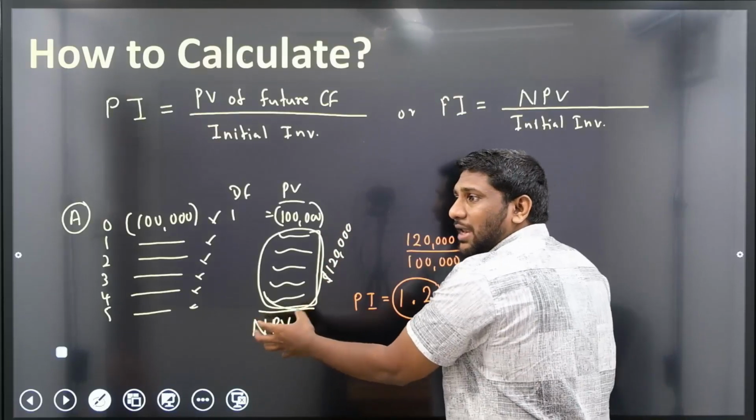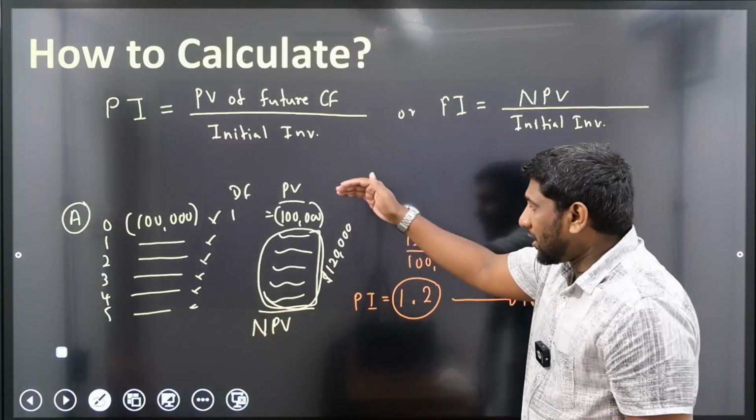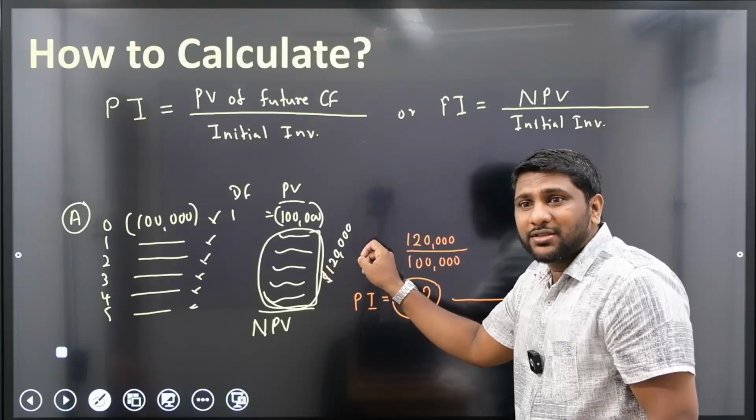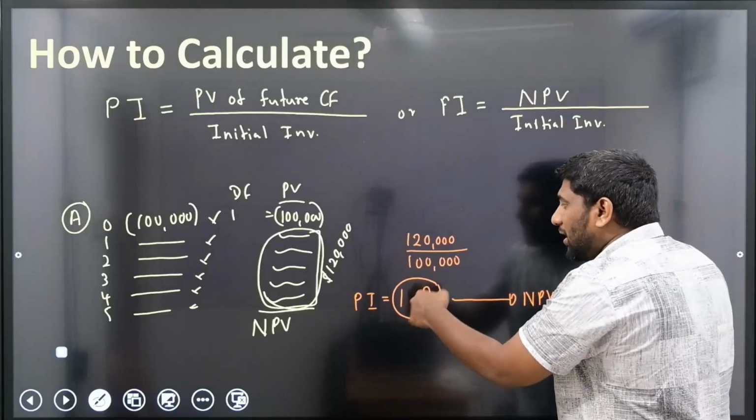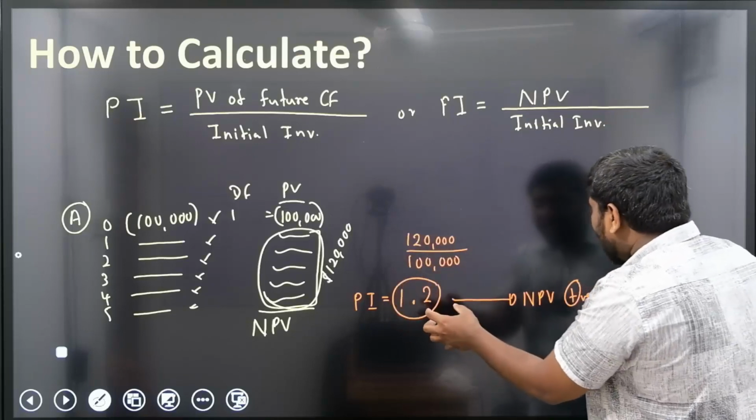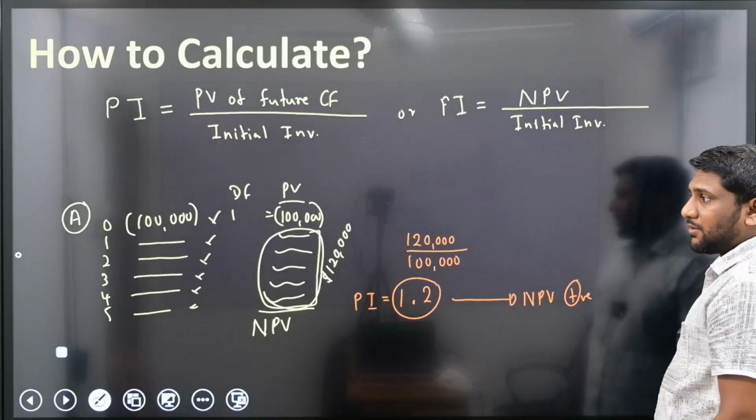So you are getting an NPV of how much? Negative 100,000, positive 120,000. The net of these two values is plus 20,000. So here you got a profitability index of 1.2, which indicates you will be generating a positive NPV.